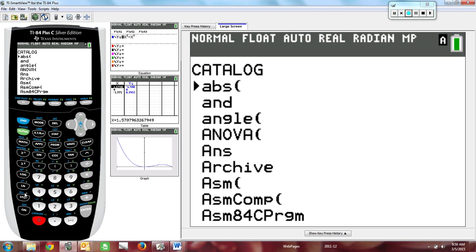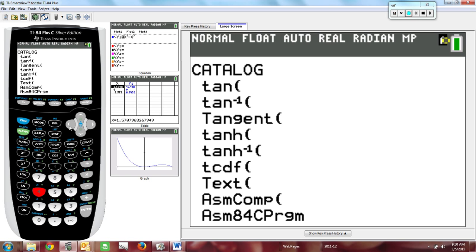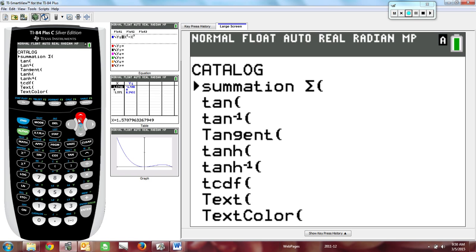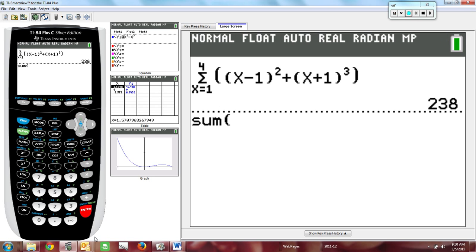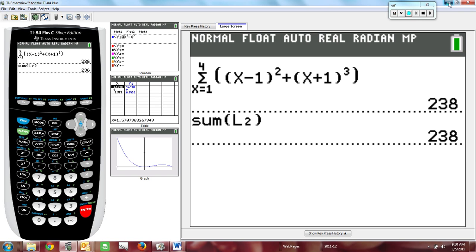I'm going to go to T because sum is at the end of the S's. So that way I can go to the T's first and then just work backwards. There's a sum command on the old calculators too that I can choose. And I can basically sum L2 and it will tell me the sum of the list as well. Okay, so a couple of different options that we're looking at on the calculator.